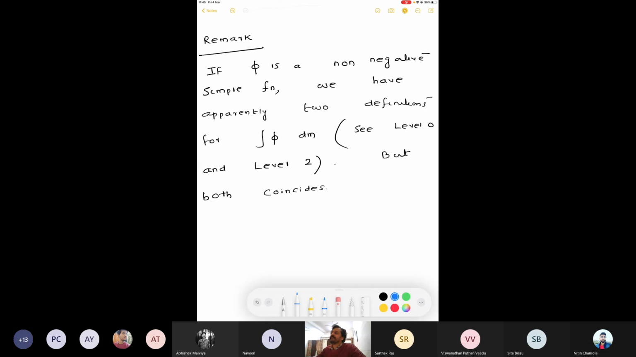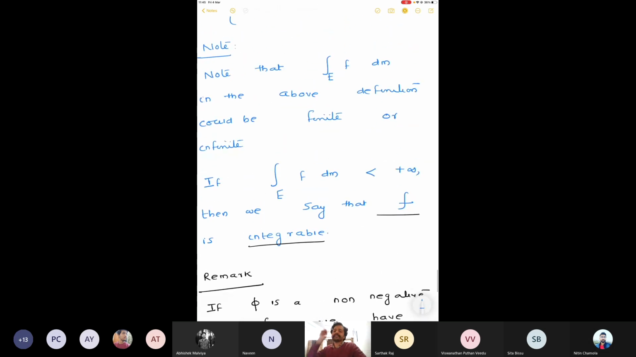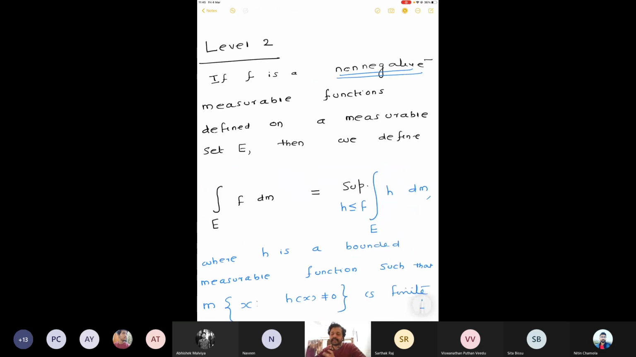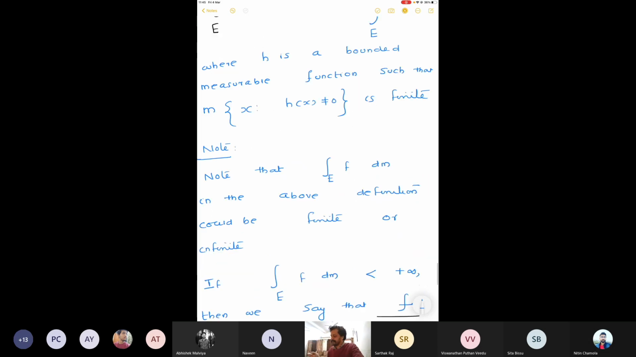So what is our progress? We can now integrate any non-negative measurable function. We don't need boundedness. We don't need the set over which we are integrating to have finite measure. Now at this stage also, you should be convinced that the definition satisfies all the properties that we expect, for instance linearity.